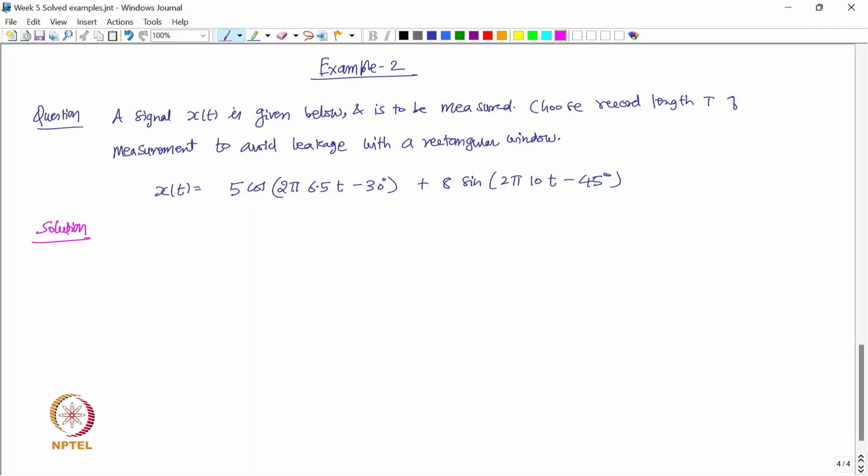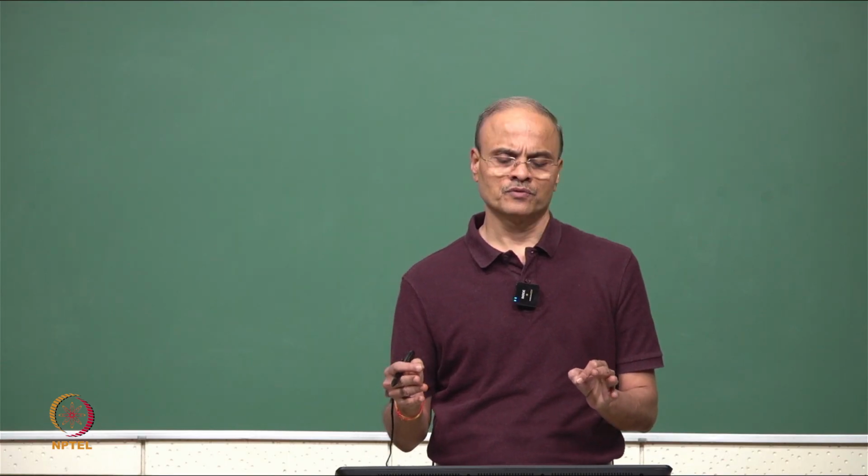So, let us try to understand the problem first. A signal has been given, right, which is to be measured, and then obviously the signal amplitude, frequency, phase all are easily known from the signal, right. We can see the signal, the frequency is 6.5 hertz, other is 10 hertz, amplitude is 5 and 8 and phase is 30 and 45 degree, the phase lags. And this has to be measured now using a rectangular window, means no artificial window function has to be used.